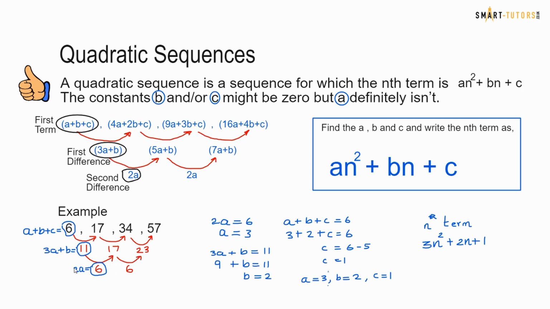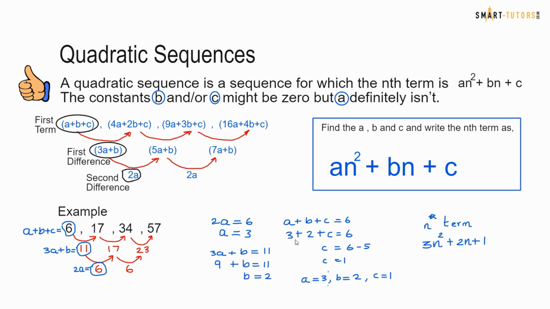So the important terms are, start with 2a, which is the second difference. So 2a equals 6, so a equals 3. Then the first difference is 3a plus b equals 11. Substitute the 3: 3 times 3 is 9, so 9 plus b equals 11. So b equals 11 take away 9, which is 2. Then the first term is a plus b plus c equals 6.